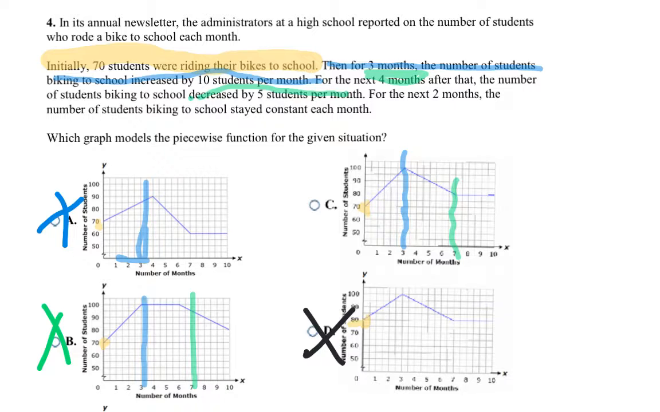So C, that last piece of information says the next 2 months, the number of students biking to school remain constant each month. So for the next 2 months, it remained constant. So that means until the end, the last piece needs to be a constant piece. And that is a constant piece. So that means that C is going to be my final answer.